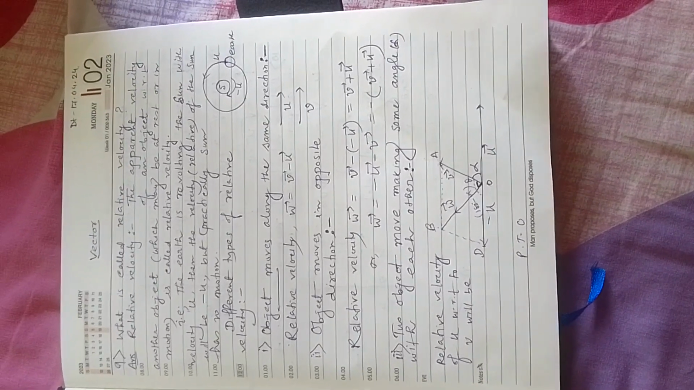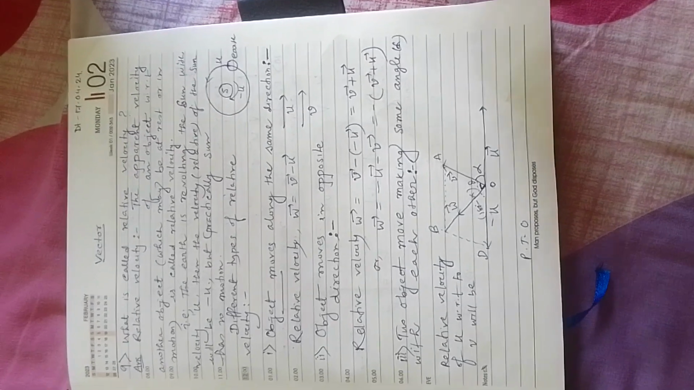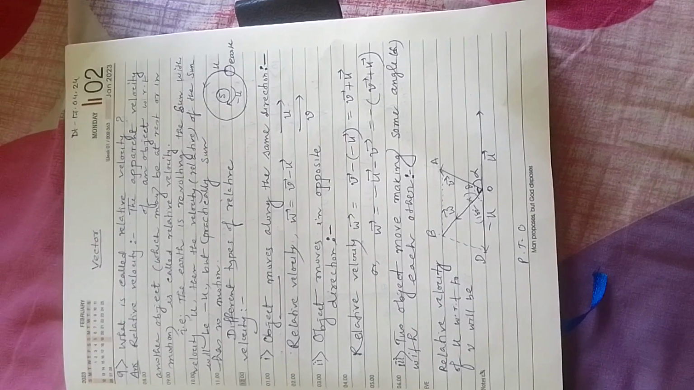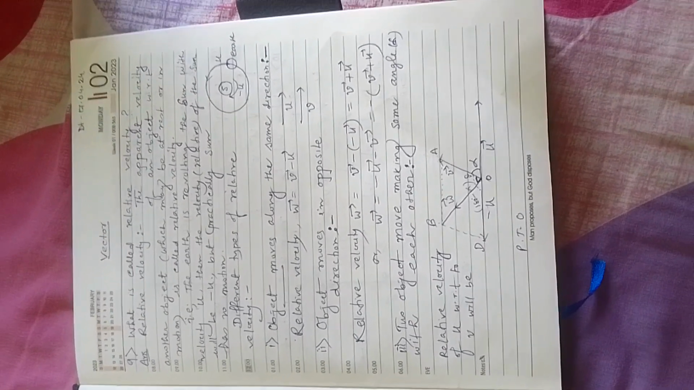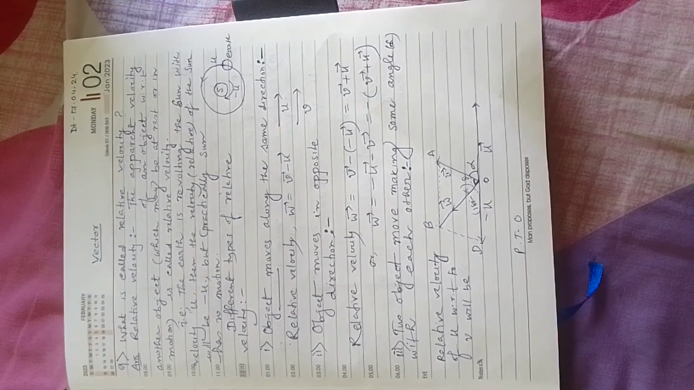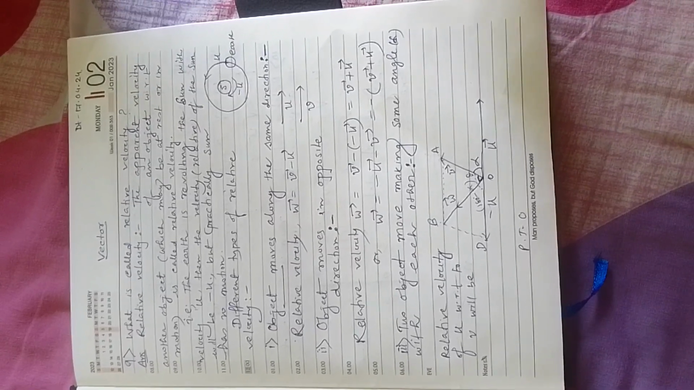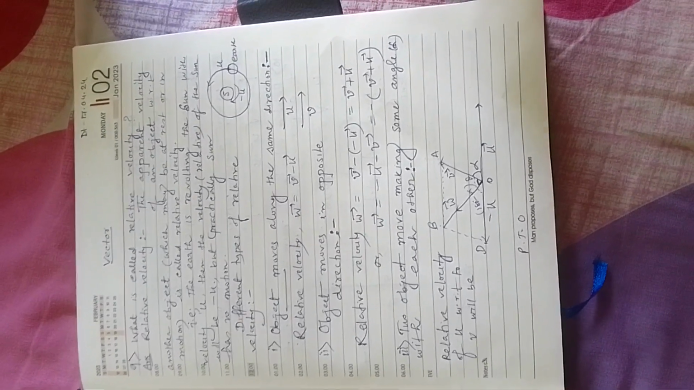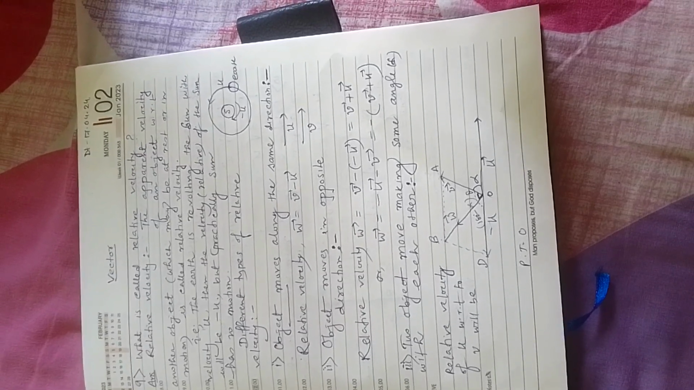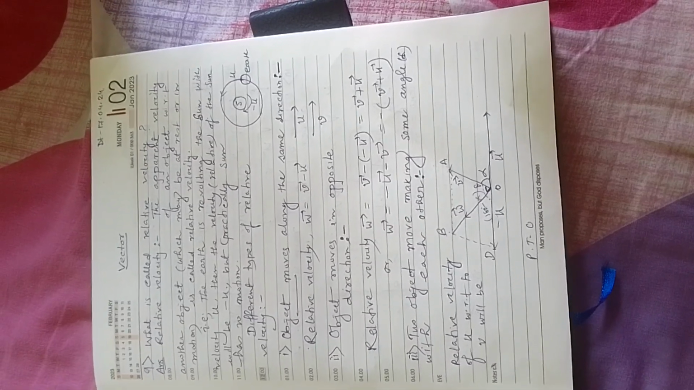Today we are going to discuss some important topics of the chapter vector. One of the most important topics of this chapter is relative velocity. The definition is written in question number 9. Look at the page. The apparent velocity of an object with respect to another object, which may be at rest or in motion, is called relative velocity.